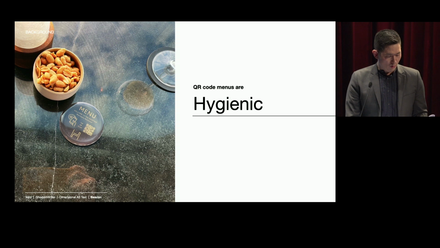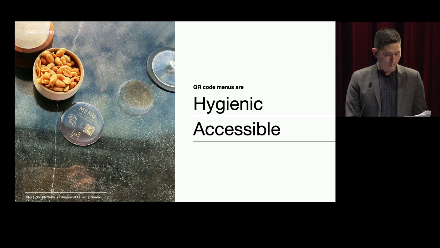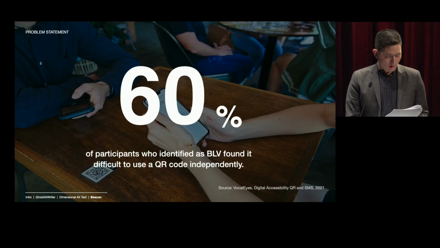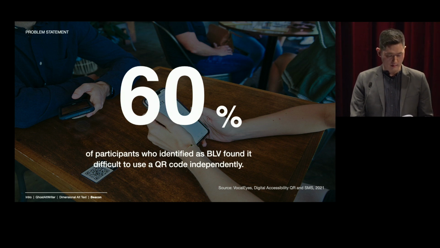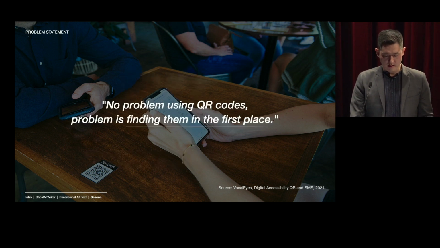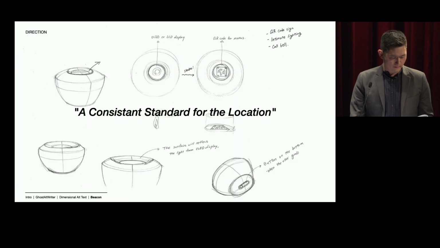So now I want to shift your focus from on-screen experience to physical spaces. And the spaces are restaurants. QR code menus are hygienic, but also accessible. But there is a big pain point in this scenario. According to a survey, 60% of customers with visual impairments find it challenging to use QR codes independently, mainly due to difficulty in locating them. A consistent standard for location is much needed, since QR codes are always found on the most random surfaces.